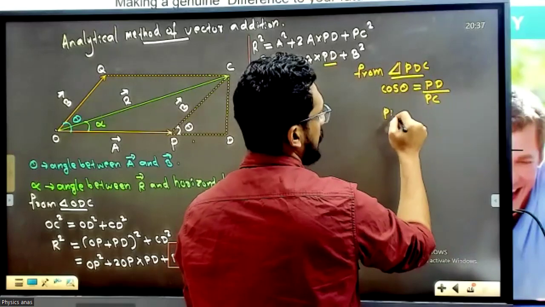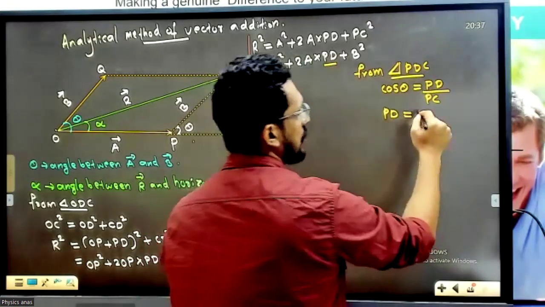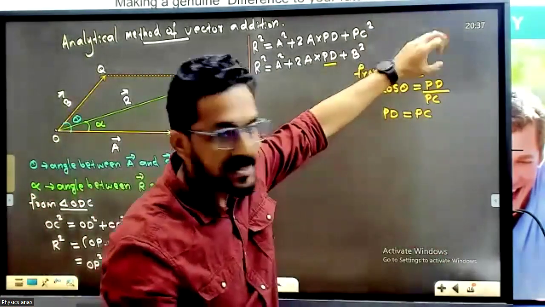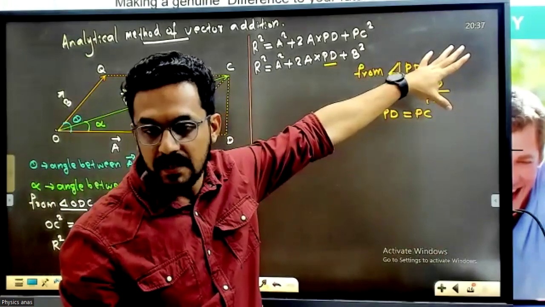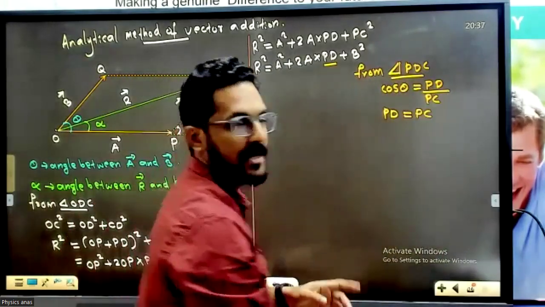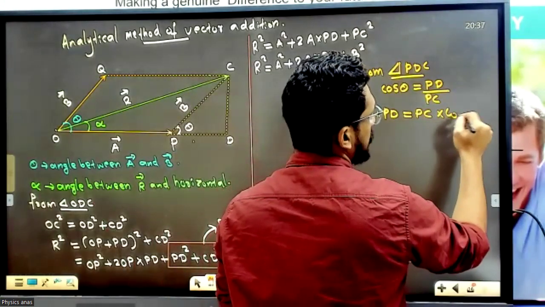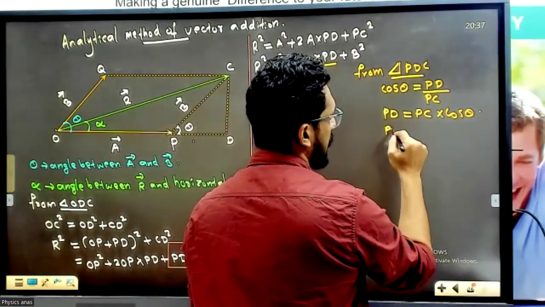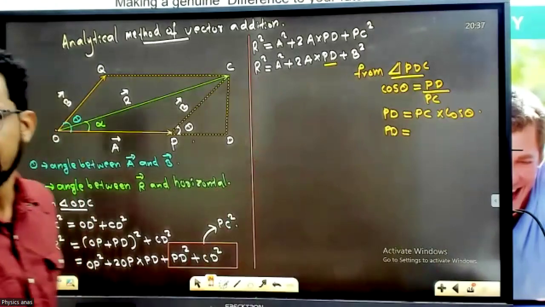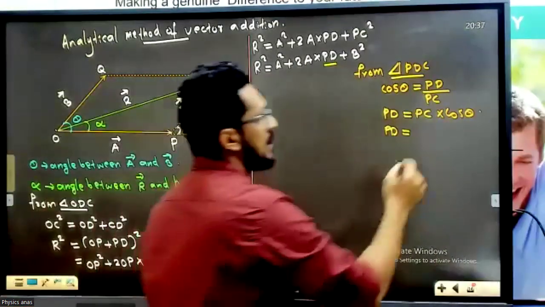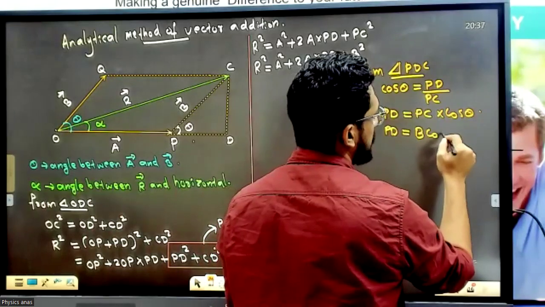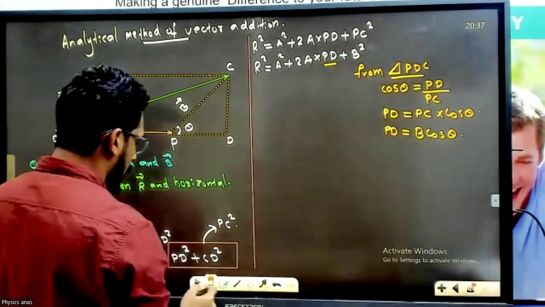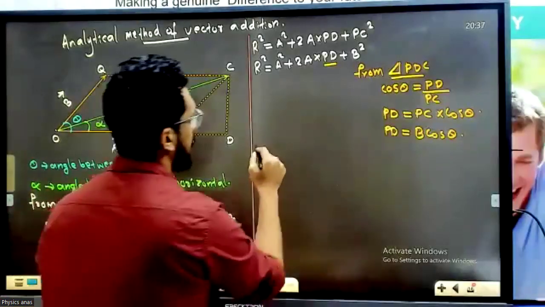Now you can find PD. PD is what? PC into cos theta, right? You can find PD by letting PD stay there and bringing this PC to the other side. Then PC into cos theta. Now tell me, what is the equation of PD? PC into cos theta. What is PC? PC is B. So B cos theta. So you got PD now. That's the end of it.